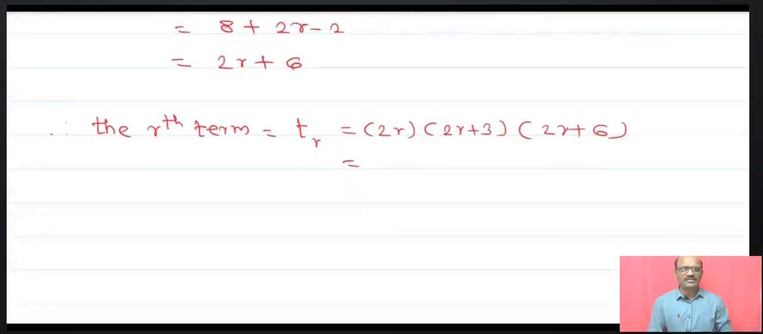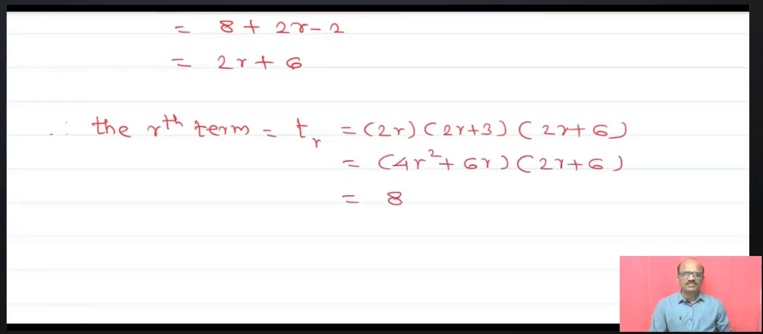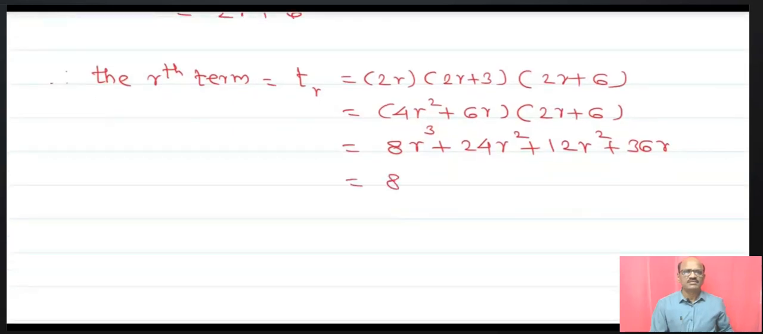Now here we apply the summation sign, but first the multiplication. This is a normal multiplication: 2r into 2r is 4r square, 2r into 3 is 6r. Then with 2r plus 6, again multiplication: 4r square into 2r is 8r cube, plus 24r square, plus 12r square, plus 36r. That is equal to 8r cube plus 36r square plus 36r. This is T suffix r.